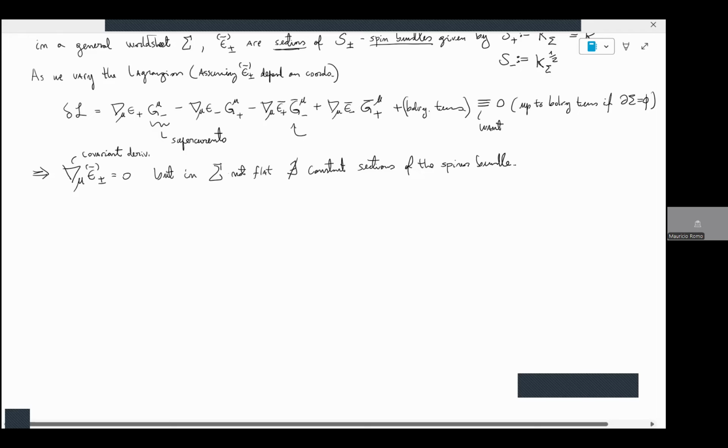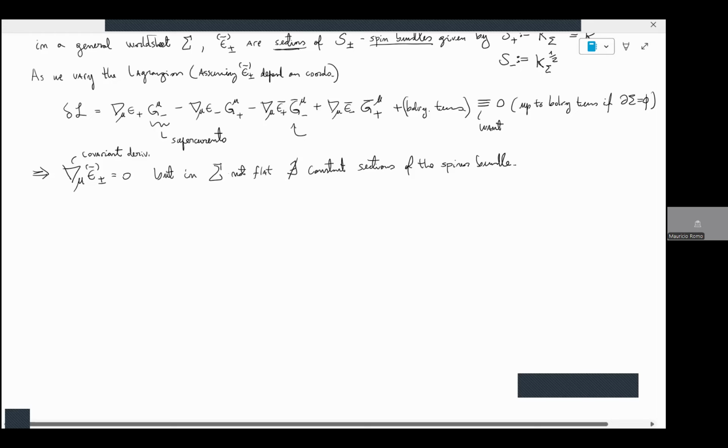No, it doesn't have, yes. Because if sigma is curved, let's say sigma is genus zero or genus 2 or higher, the spin bundle is not trivial, and then you cannot have constant sections. In the sphere, you cannot have constant sections. Okay. Thank you. Yeah, no problem.